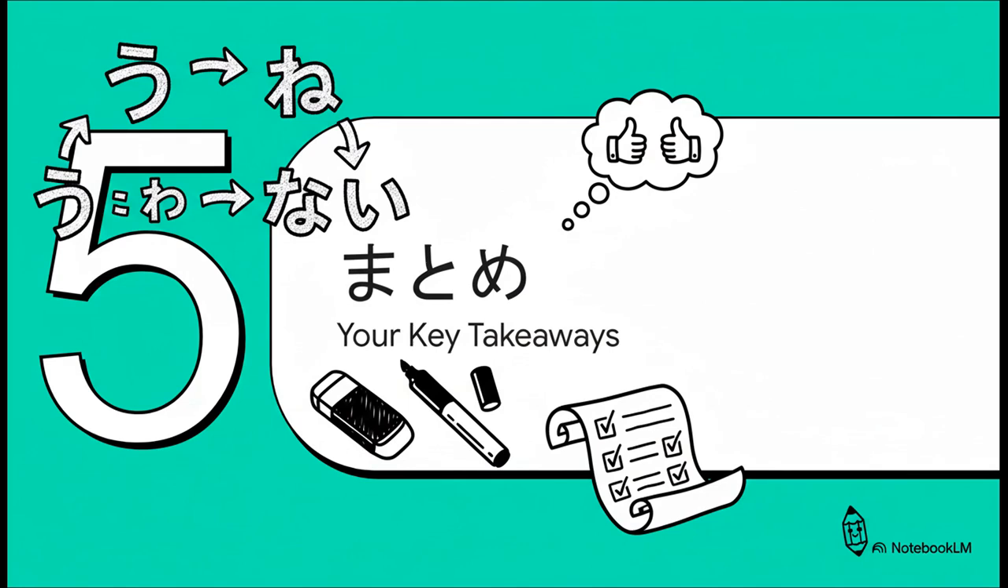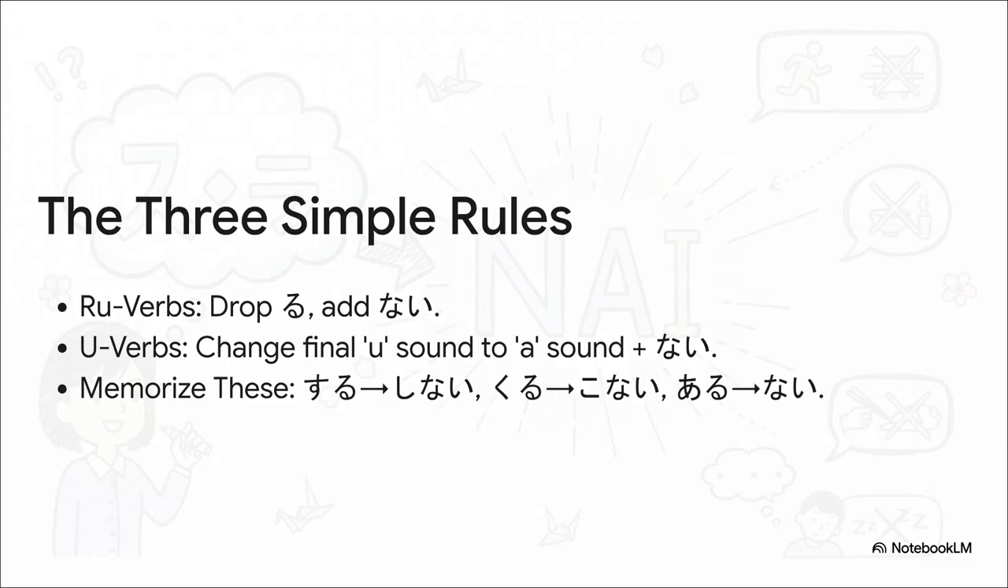And that is it. We have covered all the rules. Let's just do a really quick recap of the key takeaways so you can start using this stuff right now. So it really all boils down to these 3 simple ideas. For Ru-verbs, you drop the ru and add nai. For U-verbs, you change that final u vowel sound to an a sound and then add nai. And finally, just memorize those 3 special irregulars.